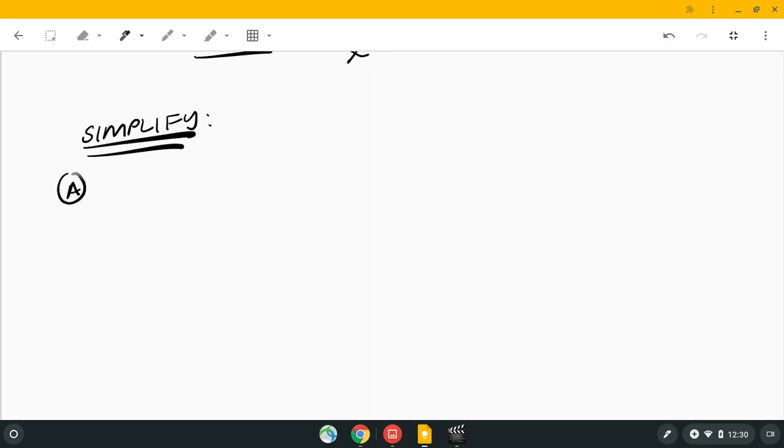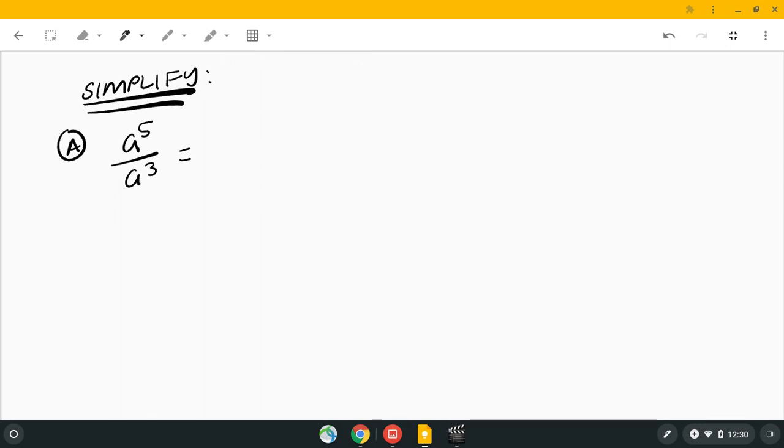All right. So if I have a to the 5th over a to the 3rd, 3 of these will cancel with 3 up on top, leaving you with a squared on top. Okay?